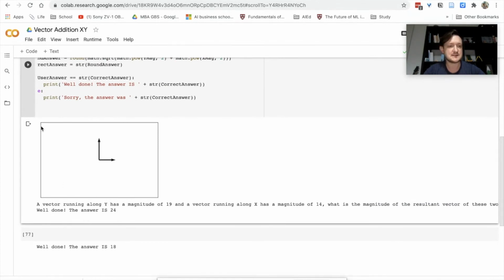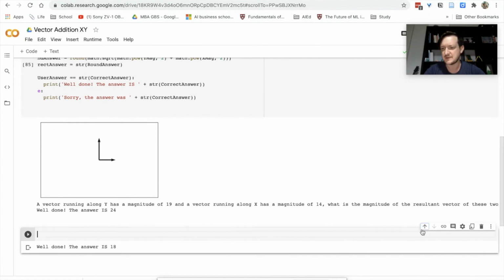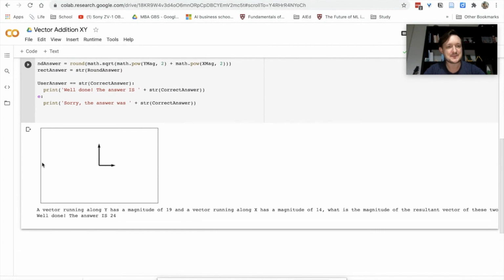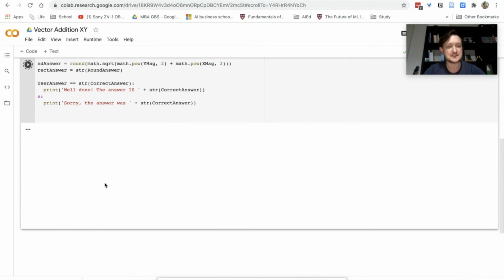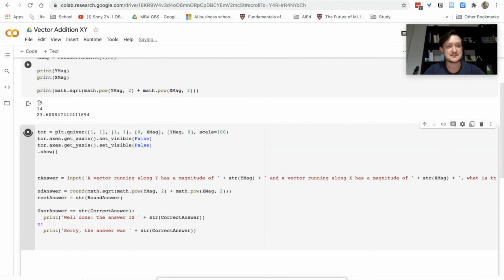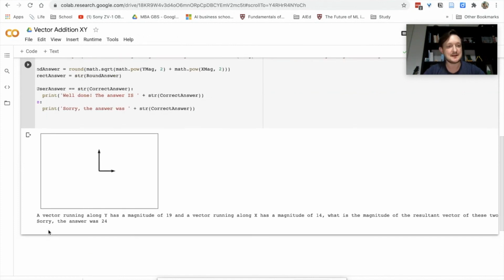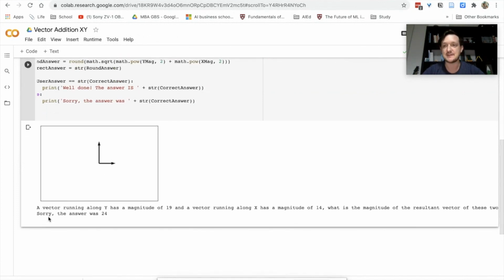I don't need this block at the end. This is from when I was iterating ideas earlier. Let's run that again now, actually. It's going to have the same x and y values, but it's going to give me a chance to input the wrong answer. So let's put in the answer 12. Yep, sorry, the answer was 24.